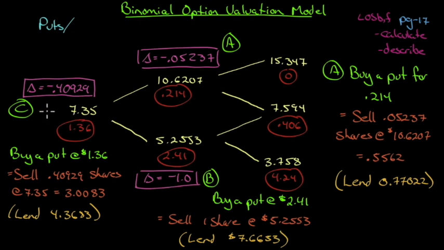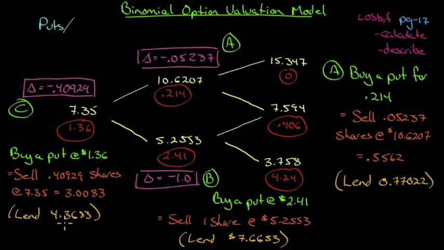And again, I think you can figure out what's going on at C. We can buy a put for $1.36, or we can short 0.40929 shares at $7.35. That would generate 3.0083 in cash. We would add the $1.36 to it. We would lend 4.36. So if somebody bought a put, they spent $1.36 and benefit from a downside movement. If we shorted one share and lent out 4.36, the net result is we part with $1.36. Because this 3 wasn't ours, we're just adding $1.36 of our own money to it. We part with $1.36 and benefit from downside movement in the shares.